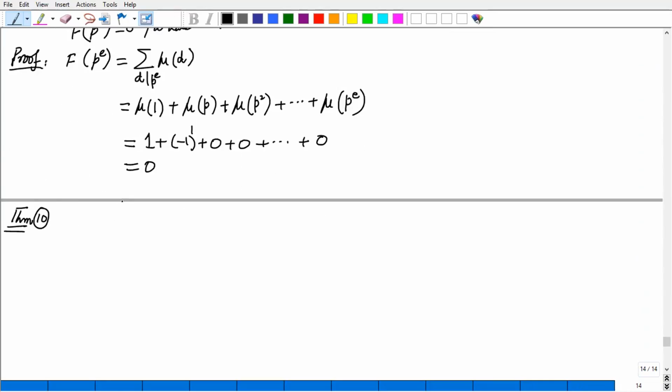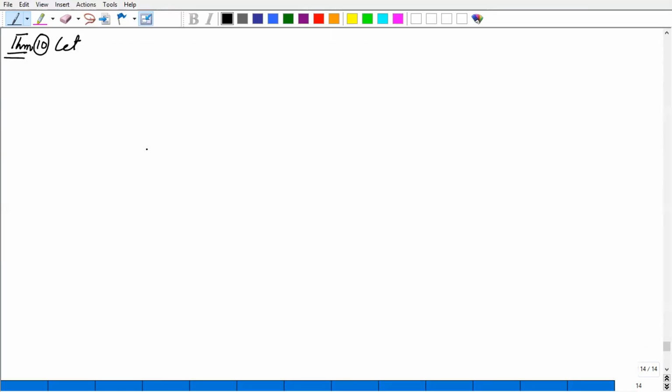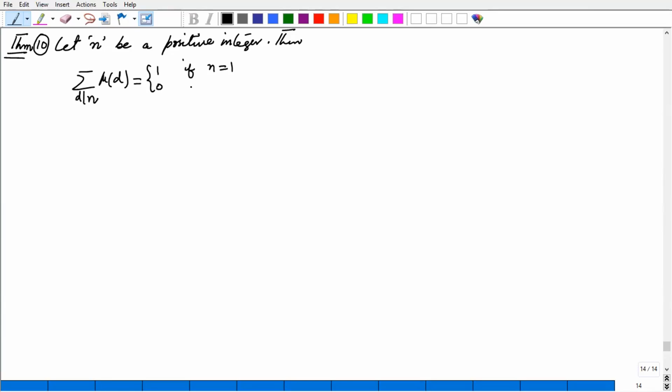Okay. So the statement is, let n be a positive integer, then the sum that runs over the divisors of n of mu d is either 1 if n equals 1, and 0 otherwise.